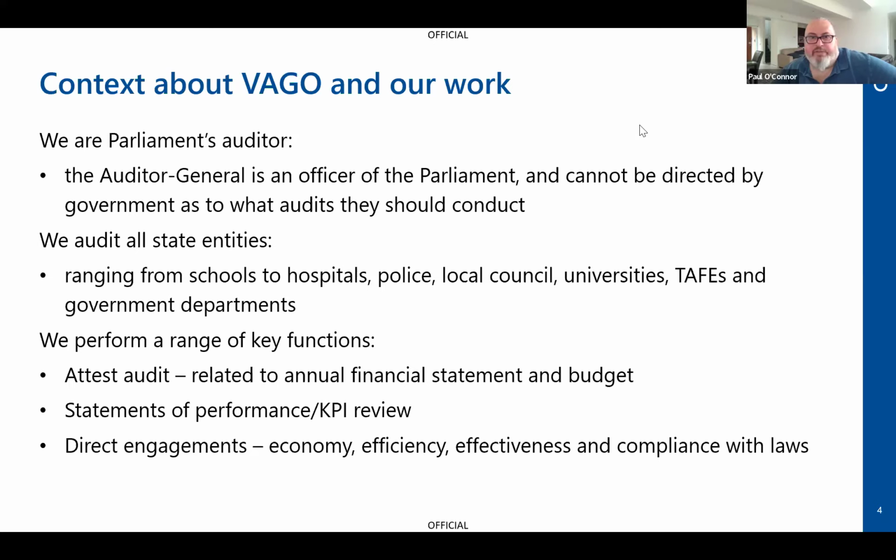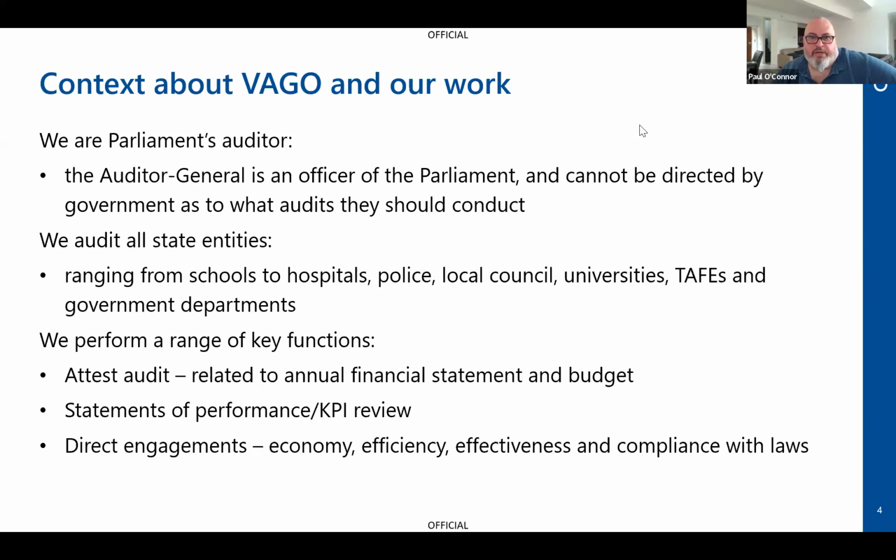And our focus is on economy, efficiency, effectiveness, and compliance with all applicable laws. That's actually in the legislation. That's our mandate. The reality, I guess, even though that is quite a broad range, most of our focus is on efficiency and effectiveness, partly because economy is quite difficult to audit, mainly because economy is often based on circumstances at the time.